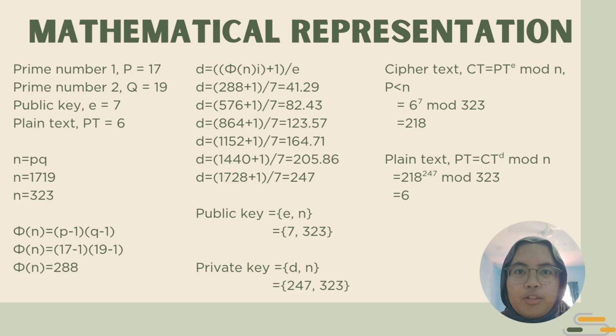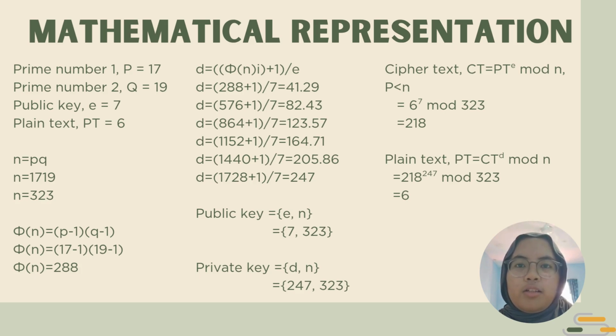Now let's walk through the mathematical representation of the RSA algorithm using a simple example with small prime numbers. We start by choosing two prime numbers, p equal to 17 and q equal to 19. We calculate n, which is the product of p and q. Now n is equal to 323. This value of n will be used as part of both the public and private keys.